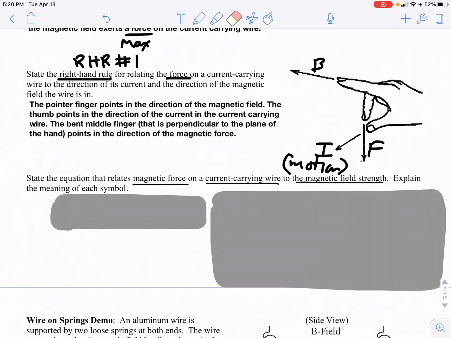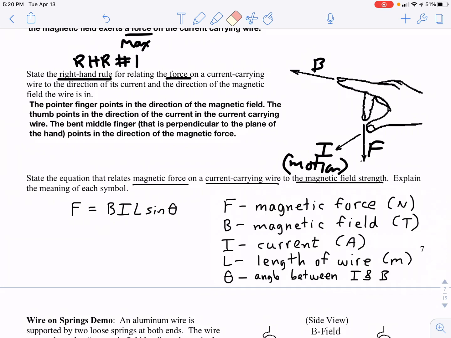The equation that relates magnetic force on a current-carrying wire to the strength of the field is F equals BIL times the sine of theta, where F is the magnetic force in newtons, B is the magnetic field in Tesla, I is the current in amperes, L is the length of wire in meters, and theta is the angle between the motion of the charges, the current, and the direction of the field, which in your right hand is the angle between your thumb and your pointer finger, which most of the time is perpendicular.